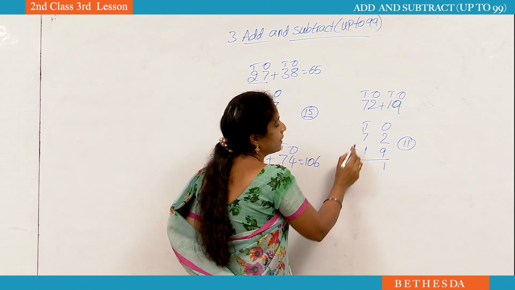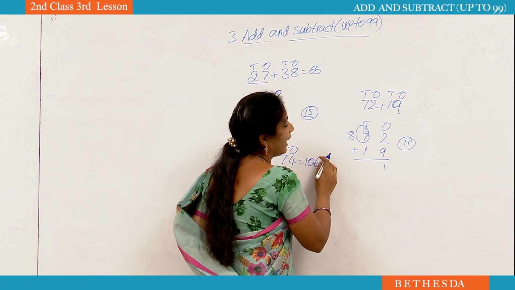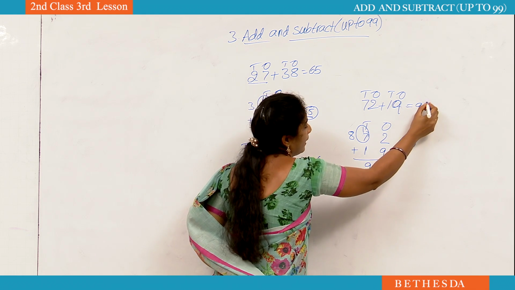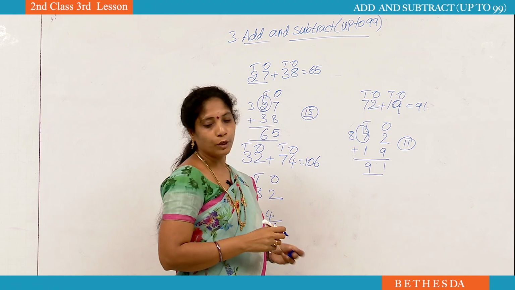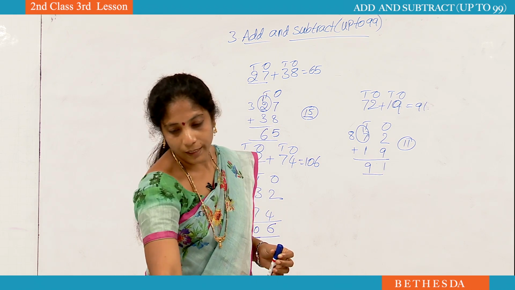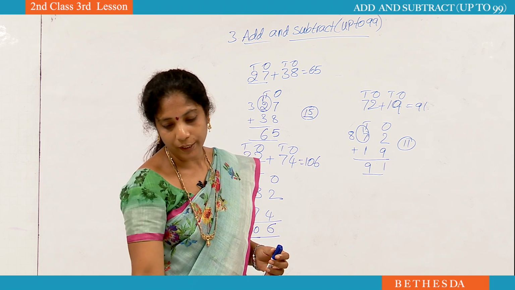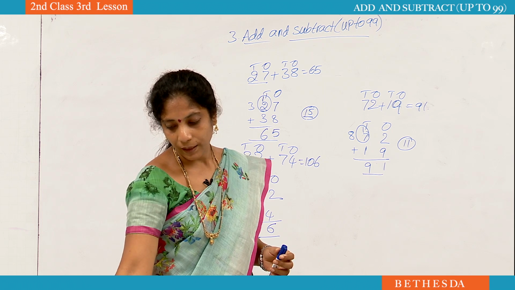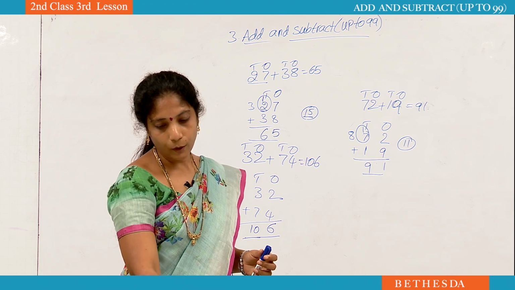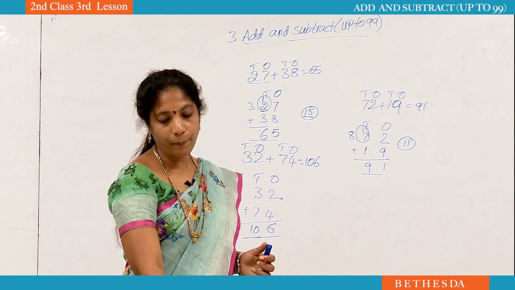Now go to tens. 7 plus 1. Already we learned 7 plus 1 is 8. 8 plus 1 is 9. Now the answer is 91. Like that, we have to do additions. If you learn these additions, you can complete the 3.6 activity, 3.7 activity, 3.8 activity, and 3.10 also.